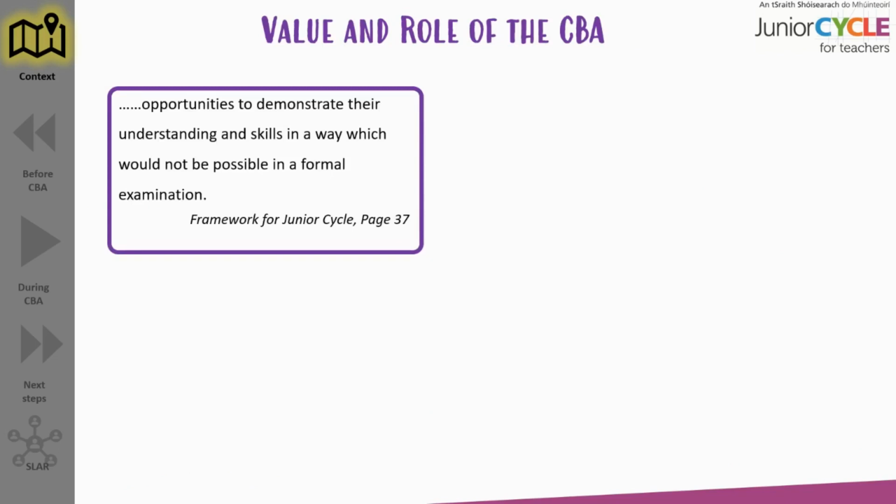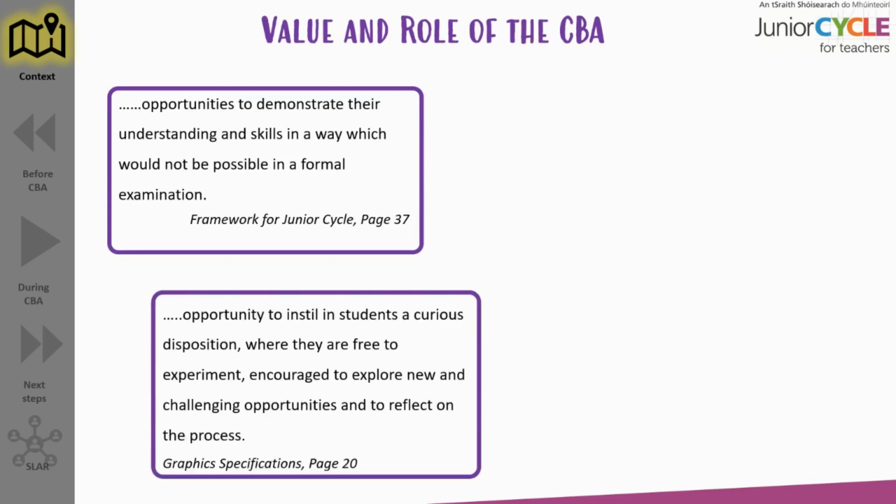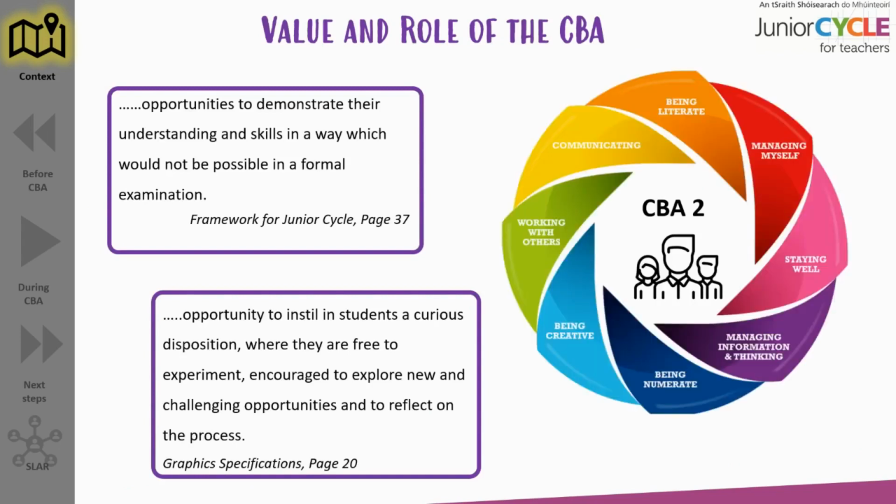We must remember that the CBAs, along with other elements of the specification, are designed around the key skills of the junior cycle. It is through the specification and learning outcomes in graphics that we try to develop the 8 key skills. For you as teachers, try to think about which of the skills we're exposing students to by facilitating the CBAs, but also when you're designing other learning experiences and your units of learning for your classes.